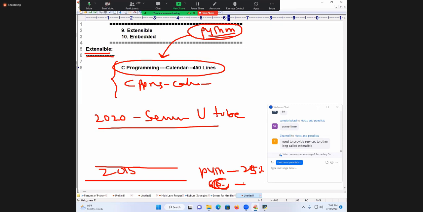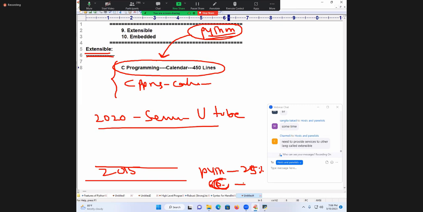If C language is taking 1 minute, Python may be taking 1 minute 10 seconds. So we don't want to bother about the 10 seconds. And definitely, in Python's next versions, Python can get the speed like other languages also, not a problem. Are you able to follow now?